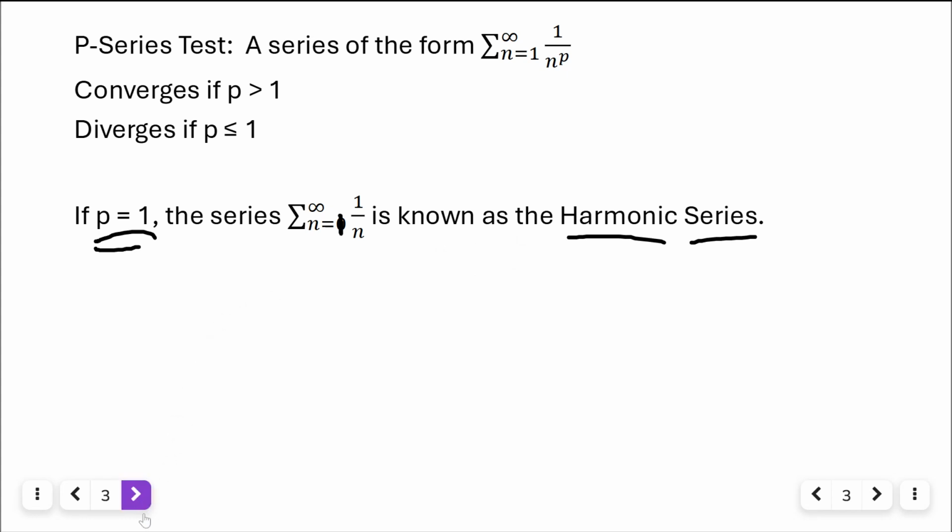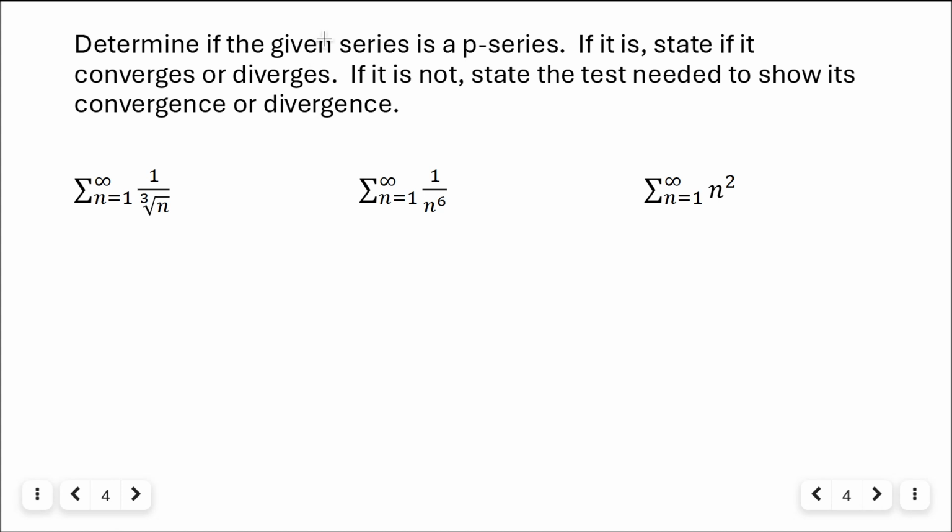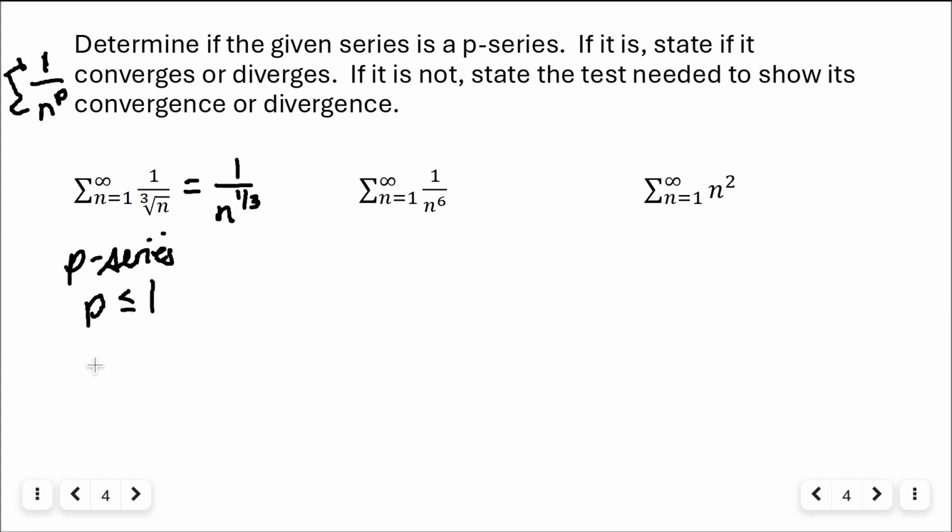All right, so let's use the p-series test. This one's one of the easiest ones to use. So we're going to determine if the given series is a p-series. Remember, p-series are 1 over n to the p, where p is a number. If it's not, state the test that needs to show its convergence or divergence. So let's take the sum from n equals 1 to infinity of 1 over the cube root of n. So that's 1 over n to the 1/3 if I rewrite that with exponents. But this is a p-series, right? And p is less than or equal to 1. So this diverges. And that's it. That's all you got to do.